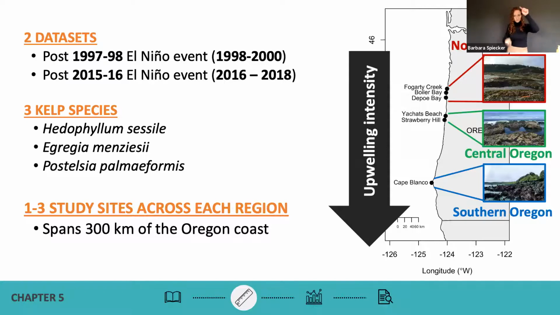Within each region, there were 1 to 3 study sites, just the same as with my previous project, running from north to south along the coast. Again, these 3 regions are situated along that upwelling gradient. So we see more intermittent upwelling in northern and central, and then more persistent upwelling in southern Oregon.